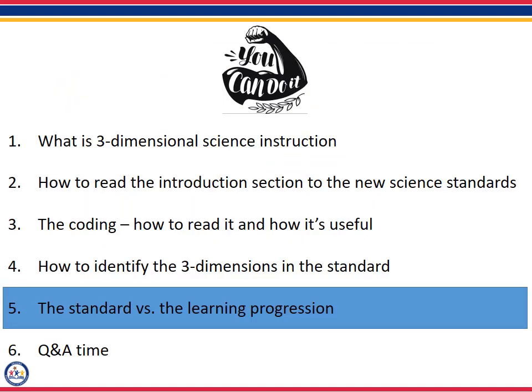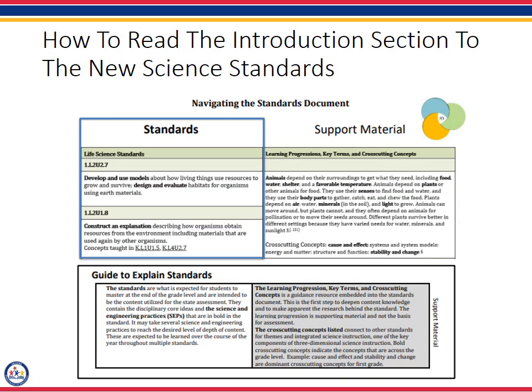And the last topic we are going to cover today that is very important is the standard versus the learning progression in the document. So the standard you will find in the left column of the document. Supporting material like the learning progression from the framework or the cross-cutting concepts will be found on the right hand of the document. The progression is not what should be taught.